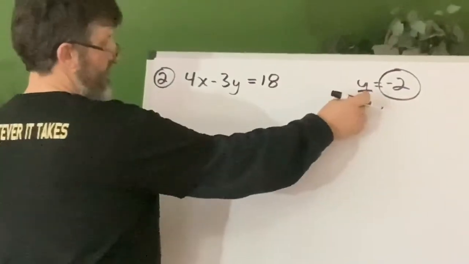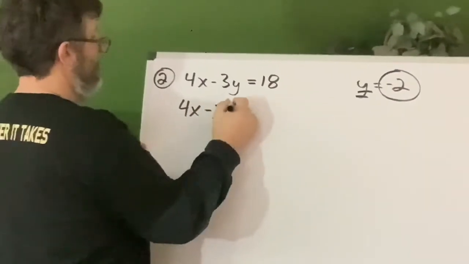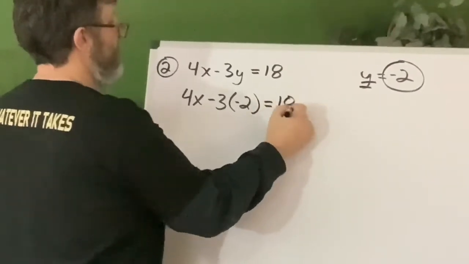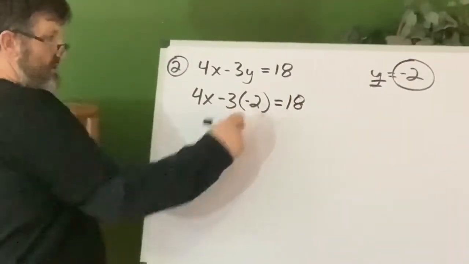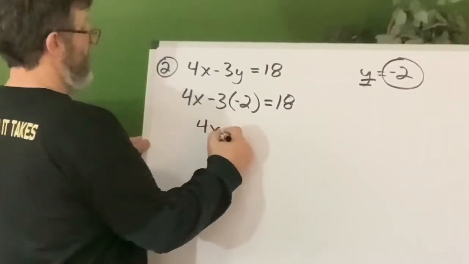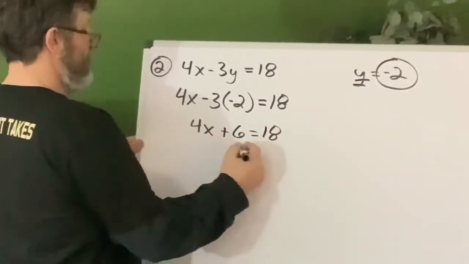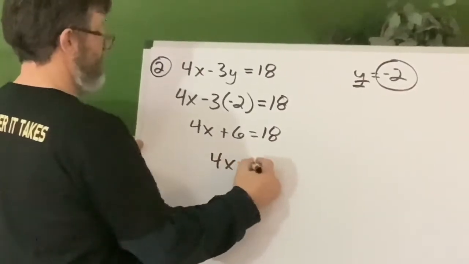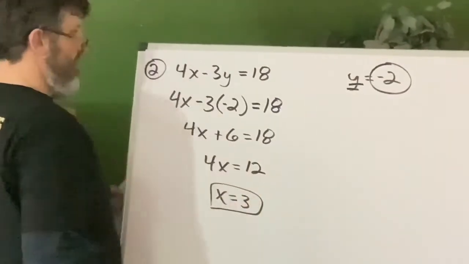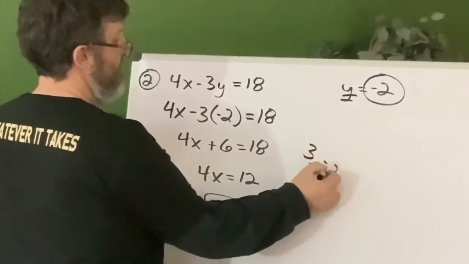So I underlined my naked variable, circled what it was equal to. Here we go. 4x minus 3 times the quantity negative 2 equals 18. y came out of the game, negative 2 went into its place. All right, here we go. 4x plus 6 equals 18. Subtract 6 from each side. 4x equals 12. Divide by 4, x equals 3. We know what x is. We know what y is. What's our answer? 3, negative 2.